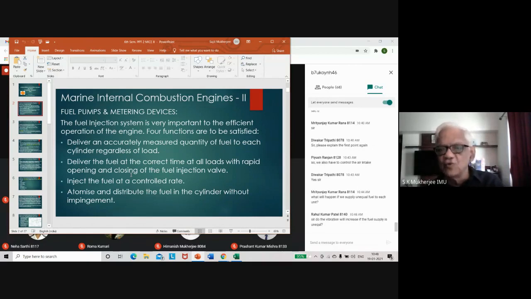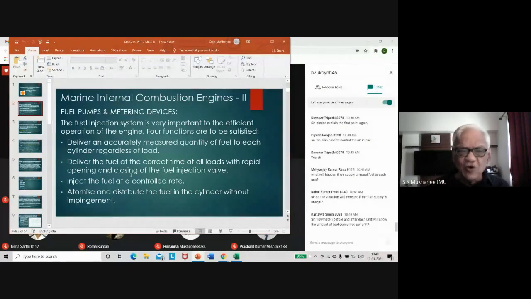So, will the vibration increase if the fuel supply is unequal? Marginally, there will be a difference in the vibration in one unit, but nothing of consequence.